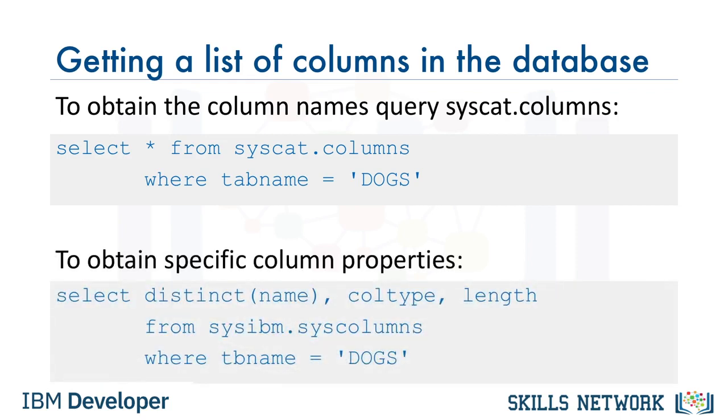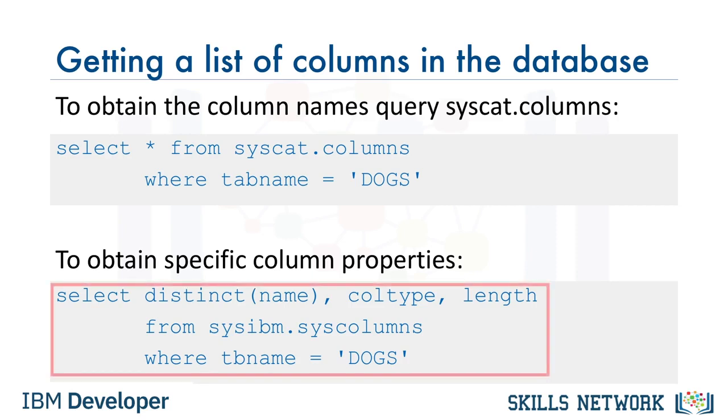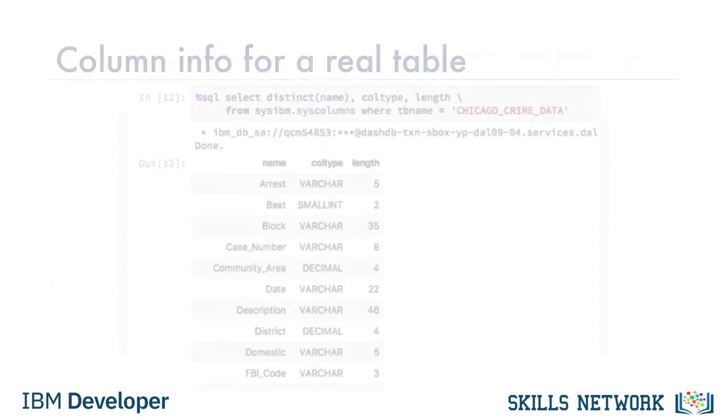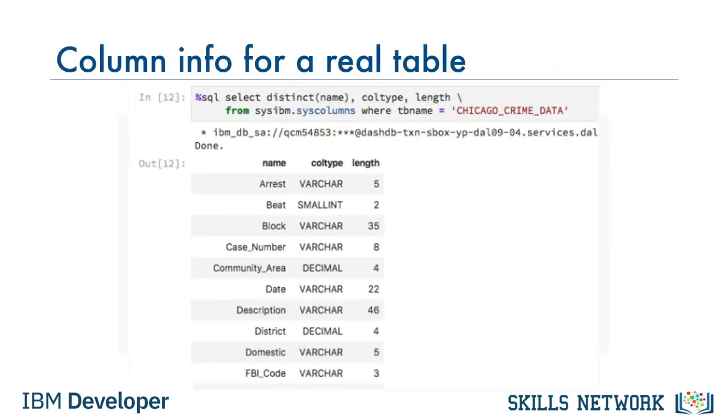Or you may want to know specific properties like the data type and length of the data type. In DB2, you can issue a statement like select distinct name, coltype, length from SYSIBM.SYSCOLUMNS where TBNAME equals dogs. Here we look at the results of retrieving column properties for a real table called Chicago Crime Data from a Jupyter notebook.